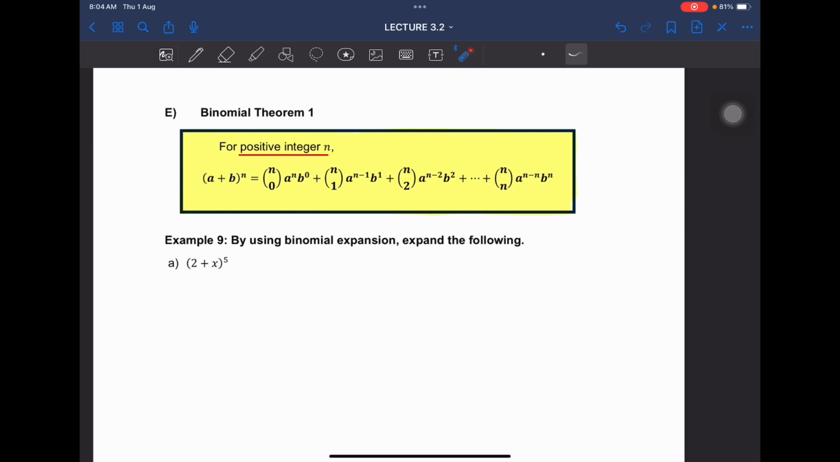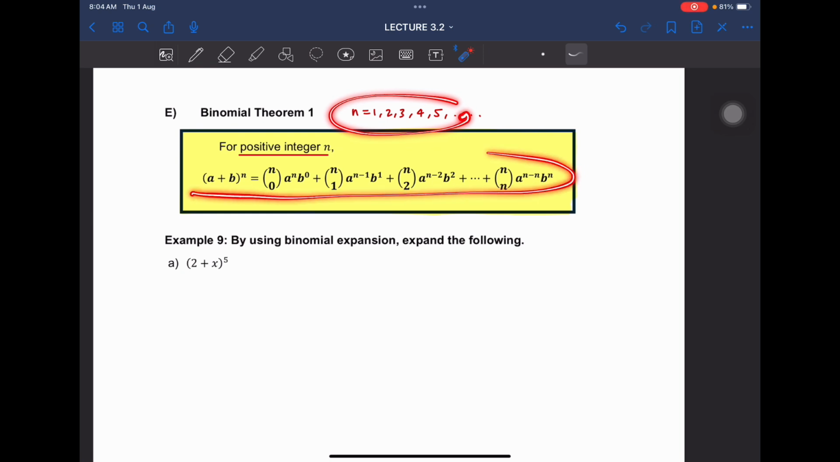Meaning, awak tahu kan integer tu apa? Kita dah belajar dekat chapter 1 hari tu. So integer is basically number including the negative, negative 5, negative 4, negative 7, 0, 1, 20 and so on. But in this case, dia kata it must be a positive integer. So meaning, your n gonna be 1, 2, 3, 4, 5 and so on. Okay, so this is the only n which is acceptable to use this formula.